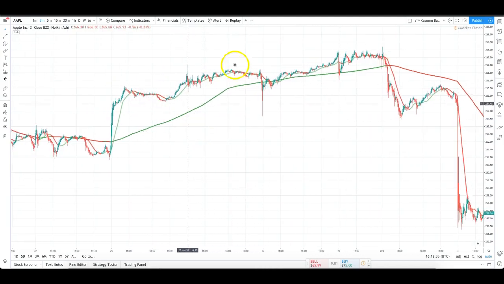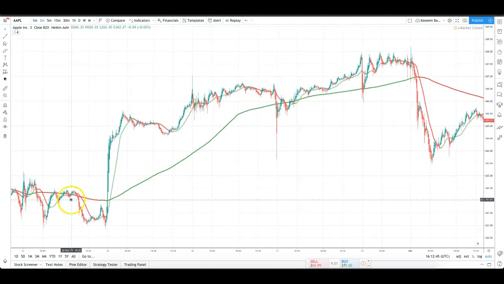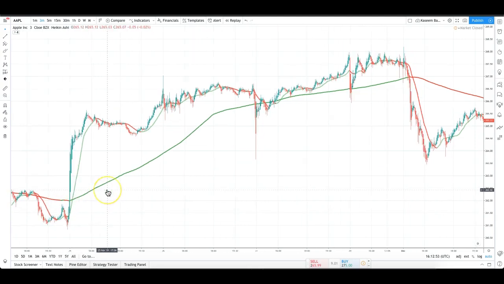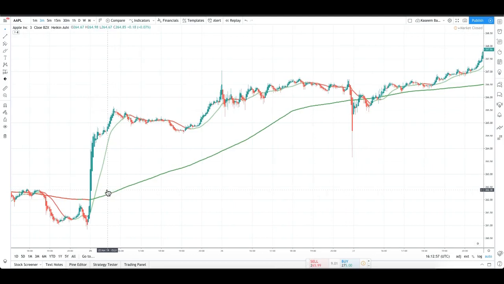So this is another section right here. I thought, let me use another example. This chart was from the 25th of November right here. And then you see what happened. Boom, when the market opened. And this is Apple stock, by the way.